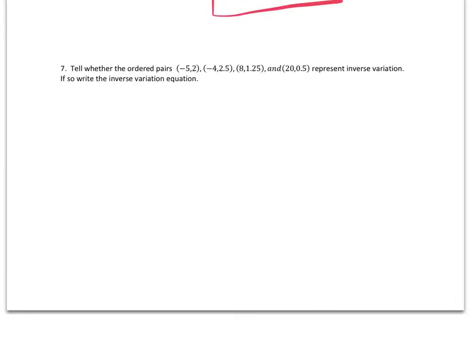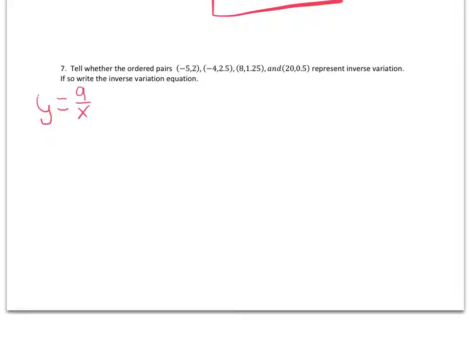So, kind of the same thing here, guys. It says tell whether the ordered pairs negative 5, 2, negative 4, 2.5, 8, 1.25, and 20, 0.5 represent inverse variation. Okay, so if that's true, inverse variation, what's the standard form of the equation again? Y equals a divided by x.